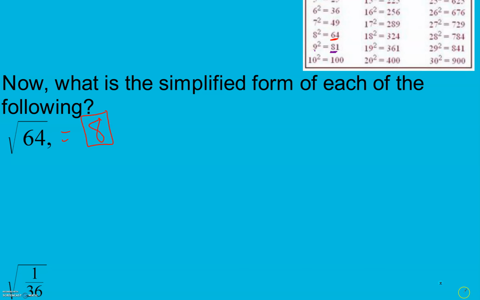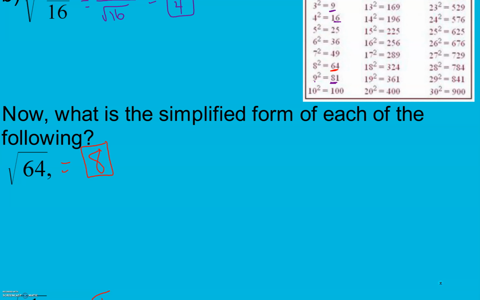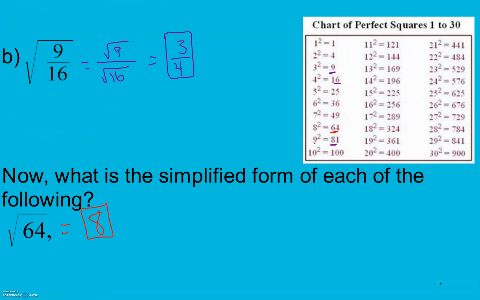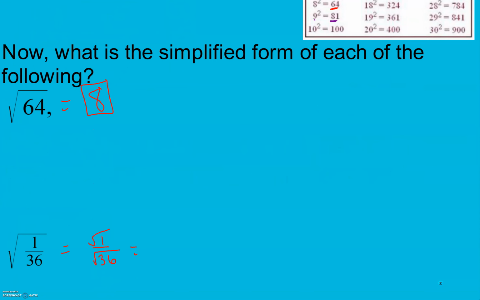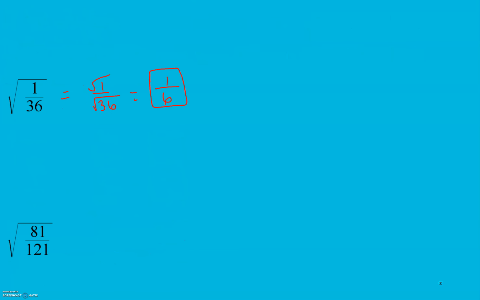1 over 36. Well, the square root of 1 is 1, and the square root of 36 is 6. So to get to 1, I take 1 squared. To get to 36, I take 6 squared. So the square root of 1 is 1, and the square root of 36 is 6. Again, we're looking for what number did we square to get to that number.